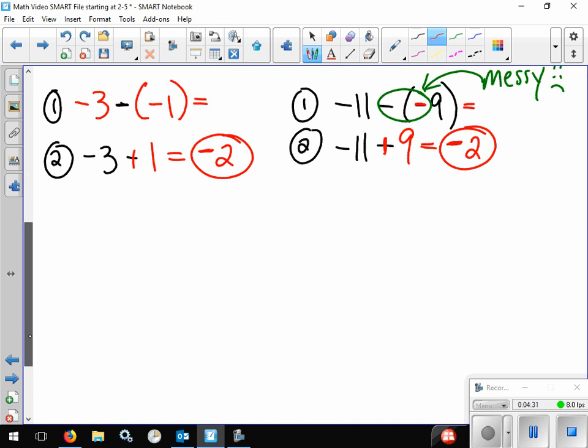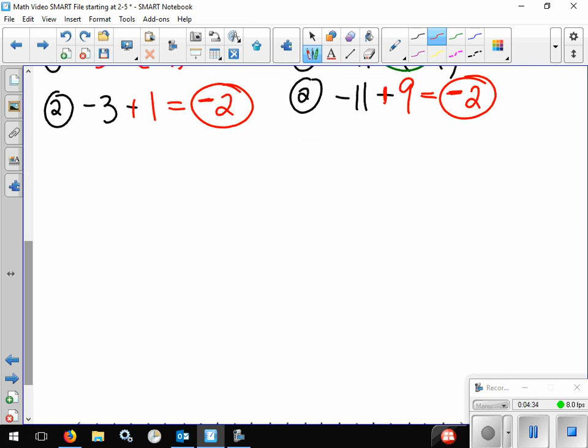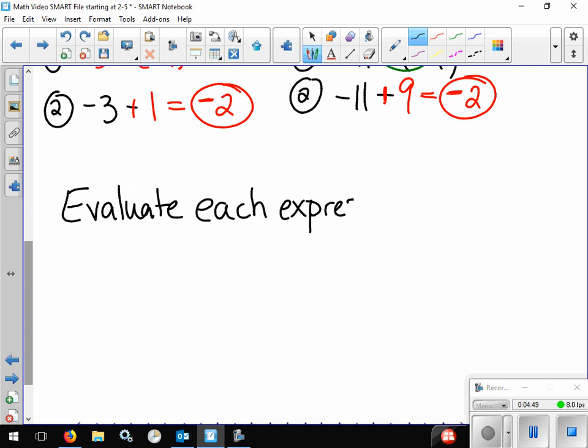Okay, now let's evaluate some expressions. So write this down: evaluate each expression. What does that mean? Well, I'm going to give you some values here. H equals negative 12, and then j equals 4.